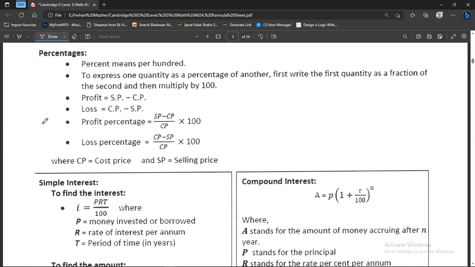Profit is equal to the sale price minus the cost price. The loss is equal to the cost price minus the sale price. Profit percentage: sale price minus the cost price, the difference between them, that will give you the profit. Profit divided by the cost price, multiplied by 100. Loss percentage: cost price minus sale price, that gives you the loss. So the loss divided by the cost price, multiplied by 100. Where CP stands for the cost price and SP stands for the selling price.